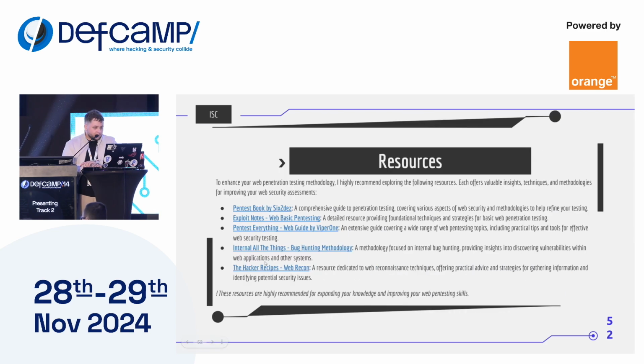And for the resources, we have a very cool list of resources that you can use, and that also inspired my presentation: the Pentest Book by CZEX; Exploit Notes, which offers web basic pentesting but has a lot more; Pentesting Everything, a web guide by ViperOne, which also covers a wide range of web pentesting topics; and Internet All the Things Bug Bounty Methodology.